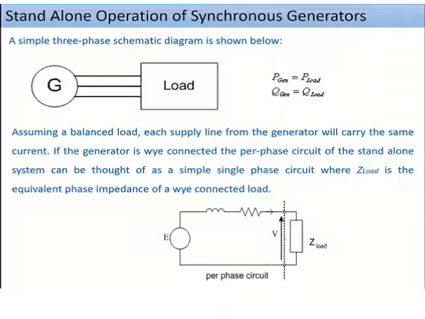Generator is connected in star connection and per phase equivalent is connected. Then the equivalent circuit can be drawn in this way, where Z load is equal to P plus or minus jQ. V is your terminal voltage, R is your armature resistance, and this is your reactance.